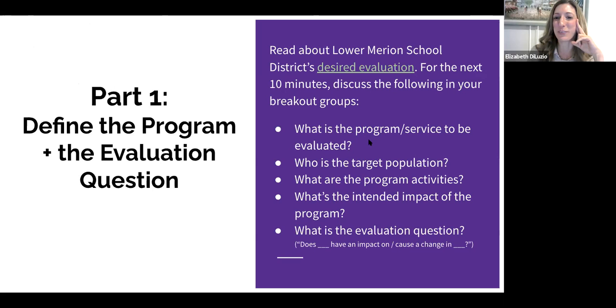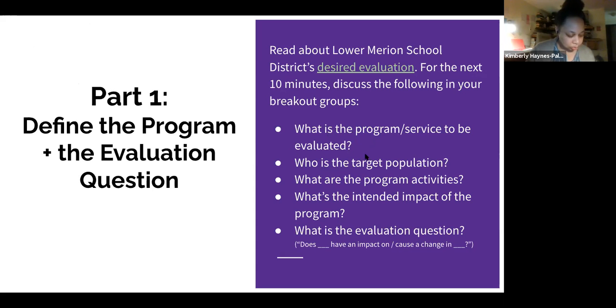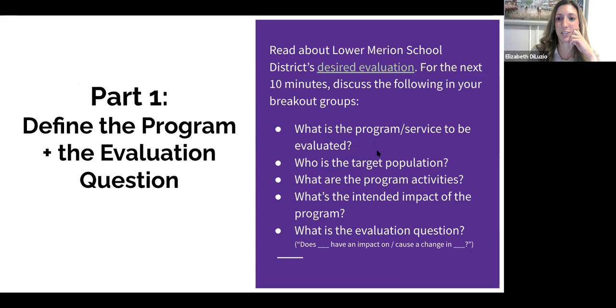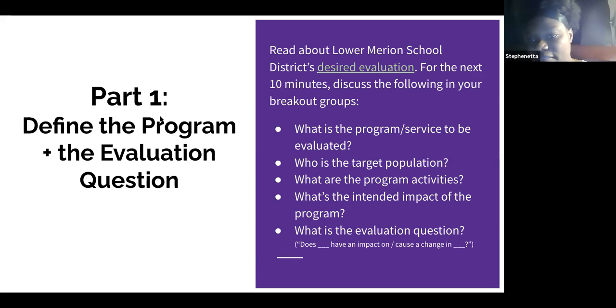All right, which group wanted to do number 1? What's the program or service to be evaluated? Continuous supporting education. Yep, that's the program. Excellent. And in particular, it's a special education program, right? Yep. Okay, and so who's the target population? Students with disabilities. You got it. Which students with disabilities? Is it one specific school or across the whole district? Public schools. Excellent. Okay, good.